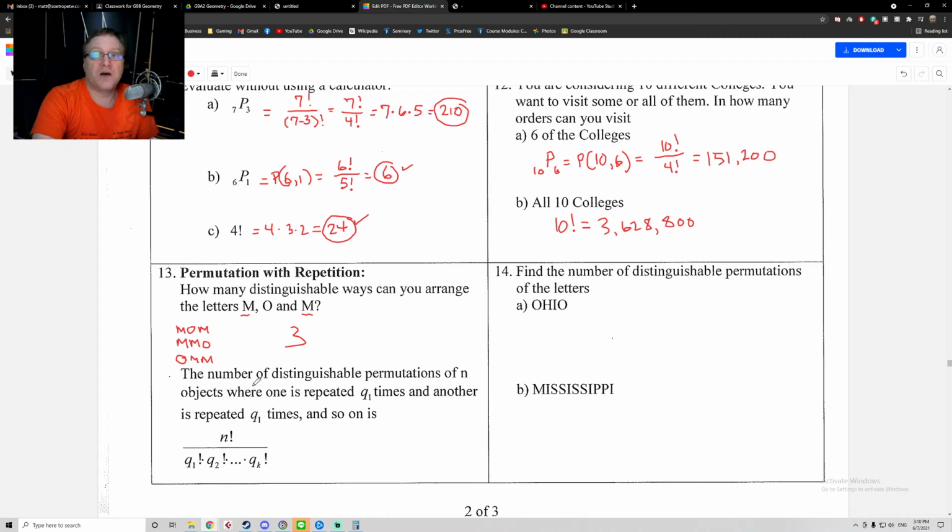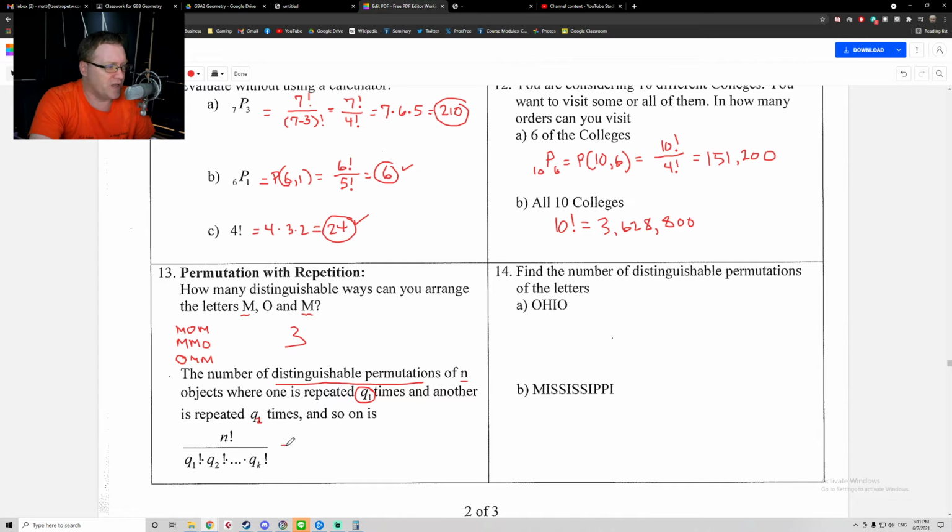Now, we're going to learn another formula here that can help us to do these kinds of problems even when we have larger amounts of letters. So, the number of distinguishable permutations of n objects where one is repeated Q1 times and another is, this is actually written wrong. The notebook has a mistake. This should be Q2 times, and so on, is like this. Now, what does this mean? N factorial divided by Q1 factorial times Q2 factorial.